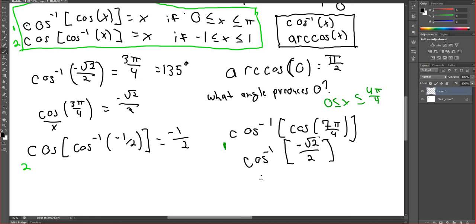If I have to be in quadrant 1 or 2, what angle in quadrant 1 or 2 gives me x as negative root 2 over 2? Quadrant 2. It's going to be in quadrant 2, yep, because it's a negative. 3 pi over 4? 3 pi over 4. Good.